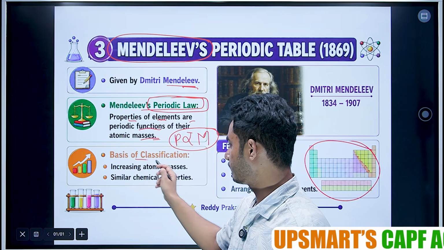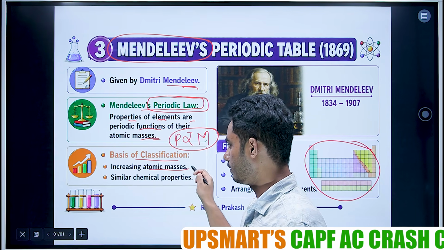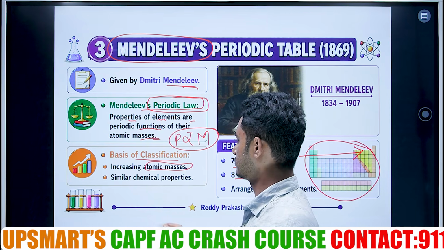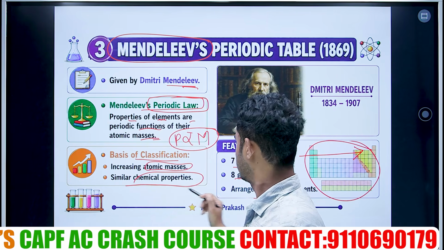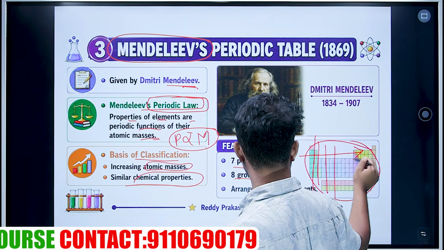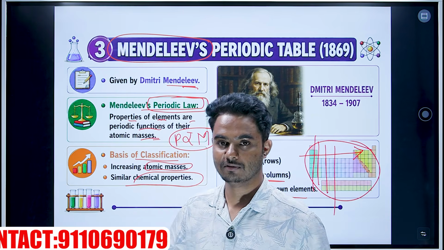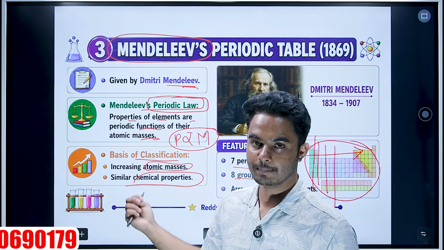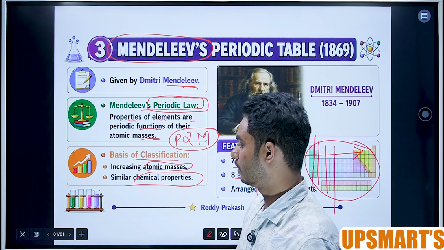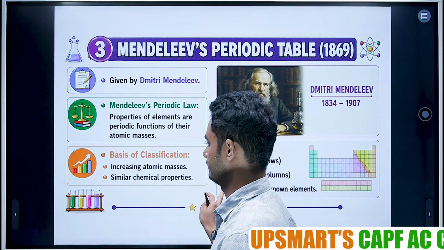Next, the basis of classification is again increasing atomic masses. Next, similar chemical properties. Similar chemical properties in groups. Increasing atomic masses, similar chemical properties. Easy. This was given by Mendeleev. Now we will understand the advantages and disadvantages of his classification.